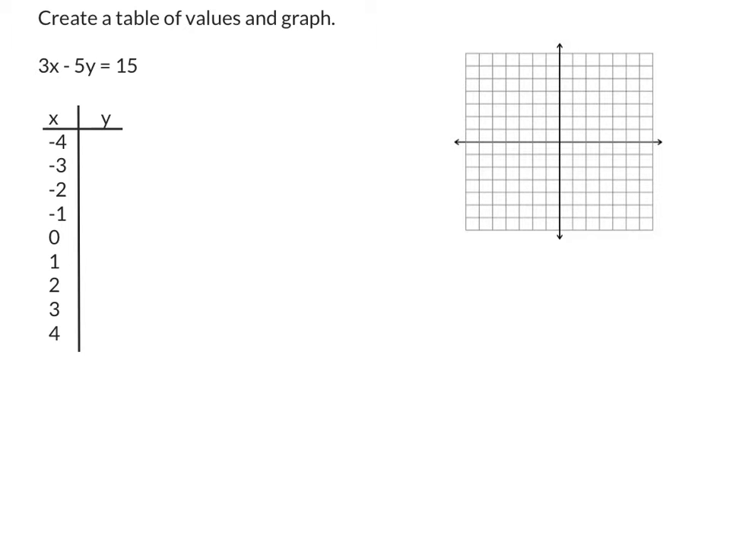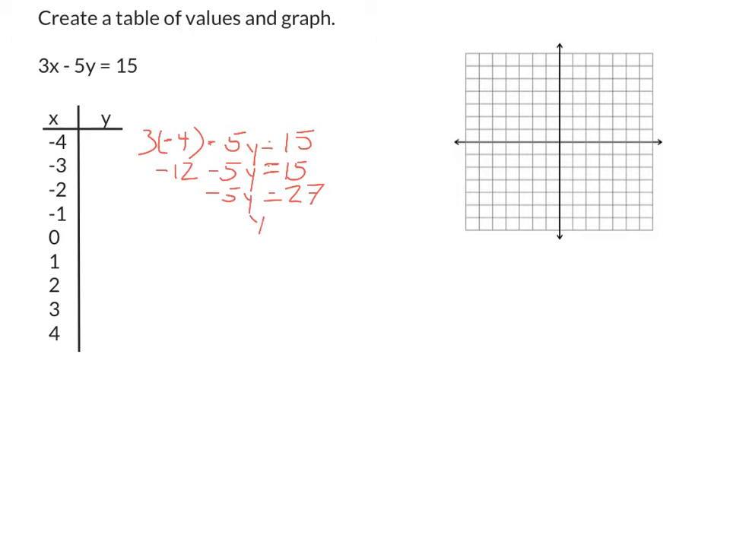Then we're going to use that in order to graph. So I have a table of values here ranging from inputs of -4 all the way to +4. And so let's go ahead and start plugging these numbers in and seeing what we get. Let's begin with -4. So we'll put 3 times -4 minus 5y equals 15. So we end up with -12 minus 5y equals 15, or -5y is equal to 27.